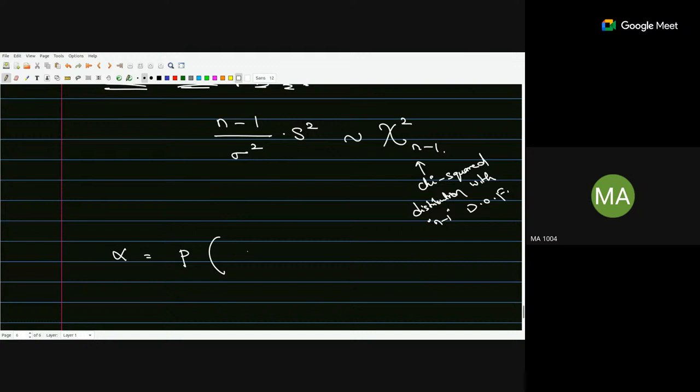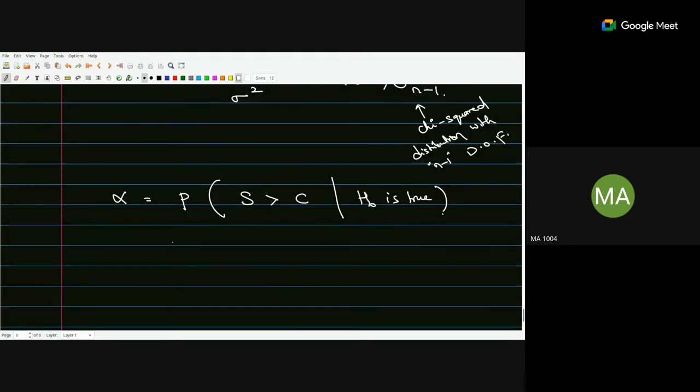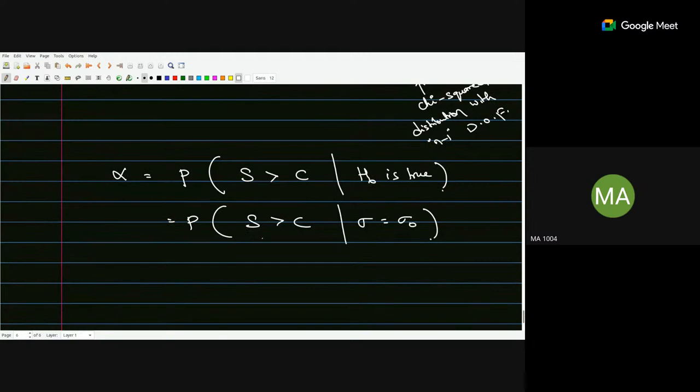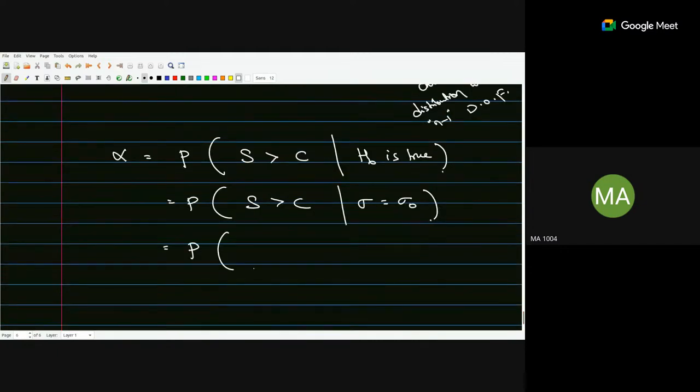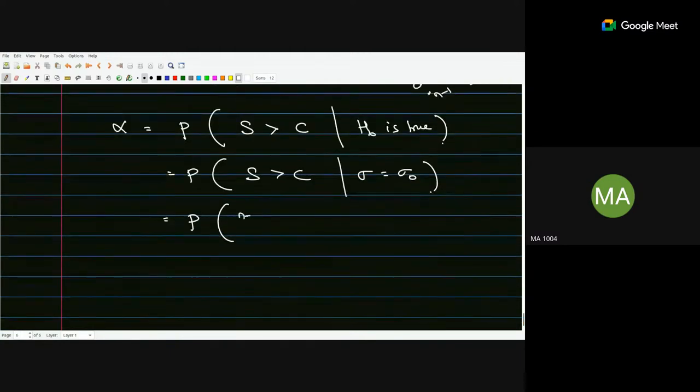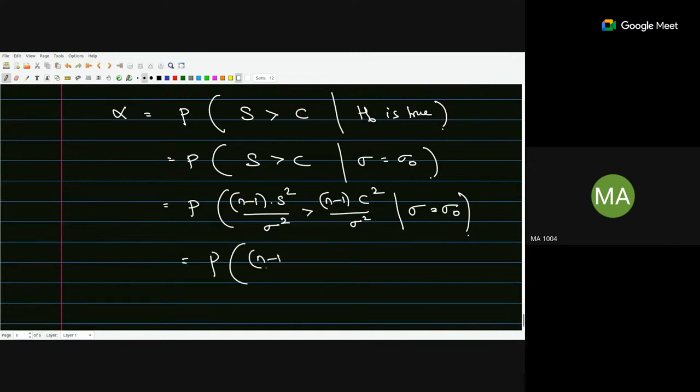Alpha is the probability of rejecting H naught. When do I reject H naught? When S is greater than C, given the null is true. The null being true means sigma is equal to sigma naught. Now I have to convert this somehow, so I square it and multiply by n minus 1 divided by sigma square. What will I get? n minus 1 S square by sigma square greater than n minus 1 C square by sigma square. Now sigma is equal to sigma naught, we are in that space, so that will be n minus 1 S square divided by sigma naught square greater than n minus 1 C square by sigma naught square.